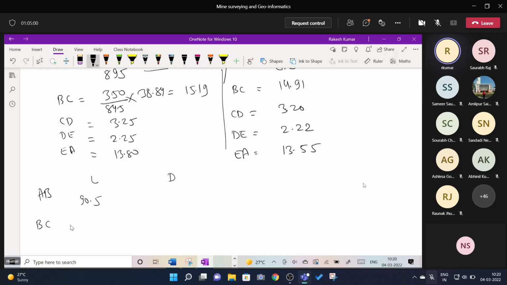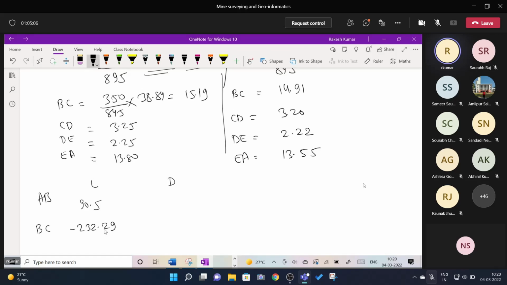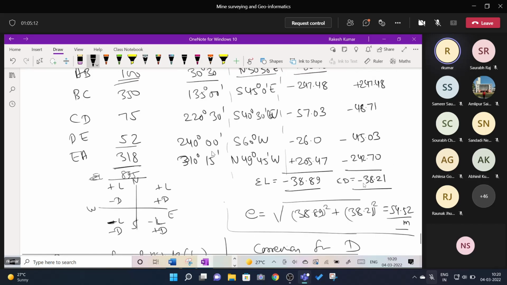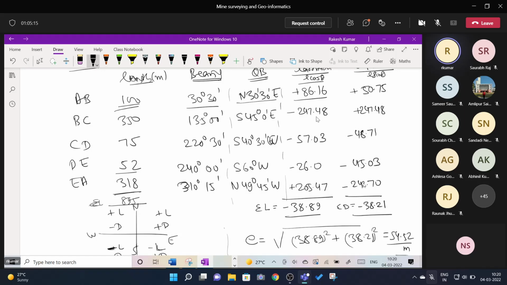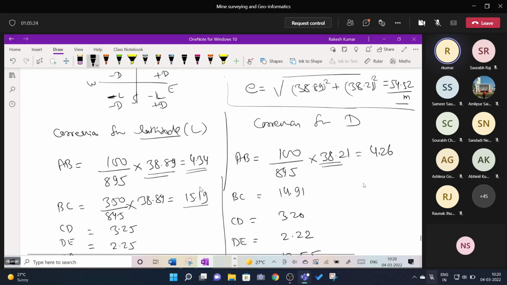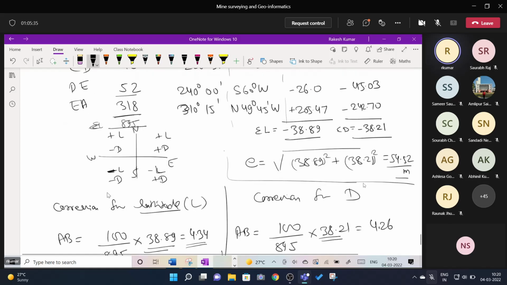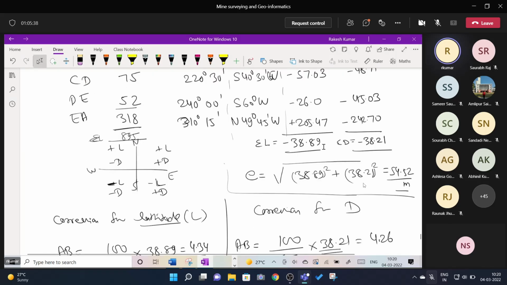BC will be minus 232.29. Why does it become 232.29? Because your BC correction is 15.19 and I have to add it. So I minus 247.48 plus 15.19, and I will get 232.29. Why am I adding? Because it is negative, I have to balance it. You got my point?